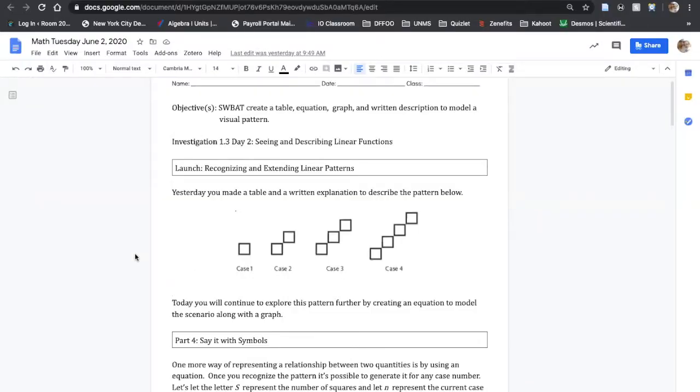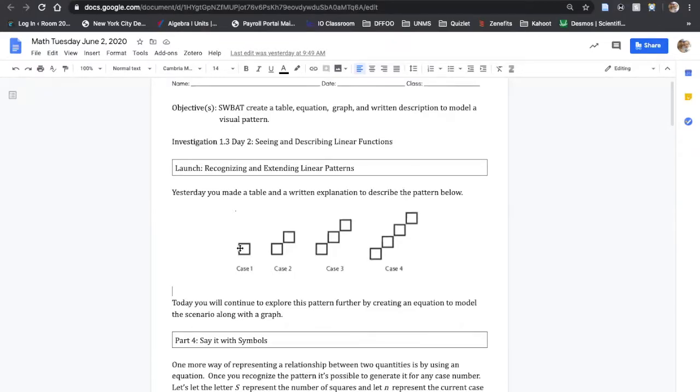Our objective for today, same one as yesterday, is that students will be able to create a table, equation, graph, and written description to model a visual pattern. So if you remember yesterday, we were working on this visual pattern here that involved the number of squares increasing as the case number increased, right? Yesterday you made a table and you made a written description to describe it. Today we're going to work on making an equation, figuring out what the equation means, even though it's simple, and then working on graphing it.